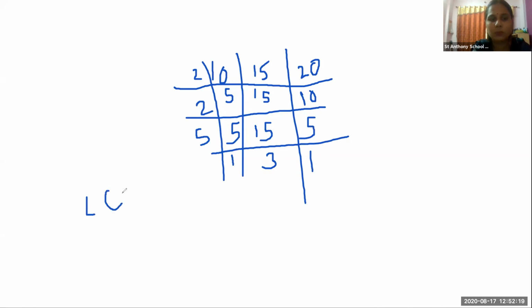LCM is equal to 2 into 2 into 5 into 3. 2 2s are 4, 4 5s are 20 and 20 3s are 60. Correct. 60. Very good.